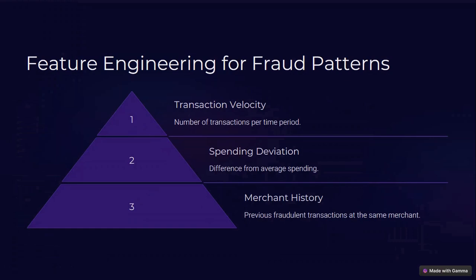This slide covers feature engineering for fraud patterns. Feature engineering involves applying statistical transformations to create meaningful inputs for our model. For instance, transaction velocity measures the frequency of transactions per time period, analyzed using moving averages. Spending deviation is calculated as the difference from a customer's historical mean, a classic application of variance. Merchant history flags merchants with higher fraud rates, derived from prior frequency tables. These features enhance the predictive power of our model.